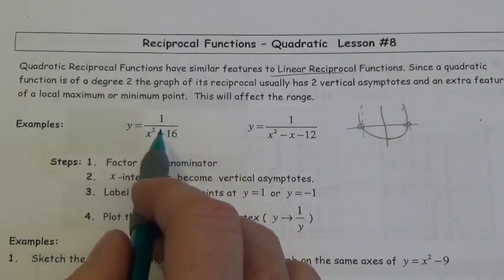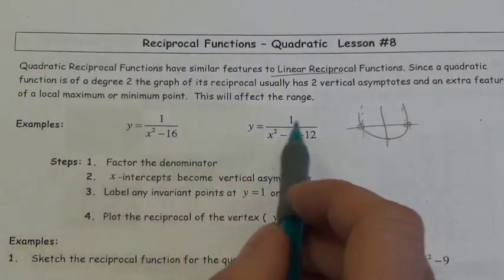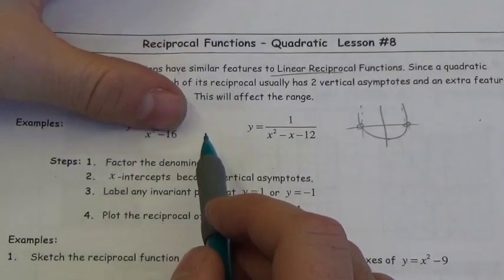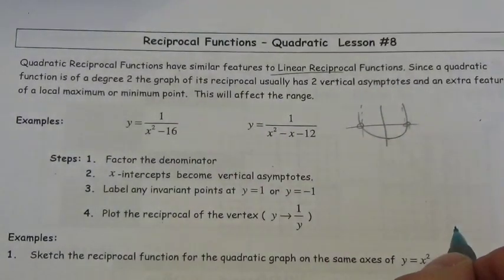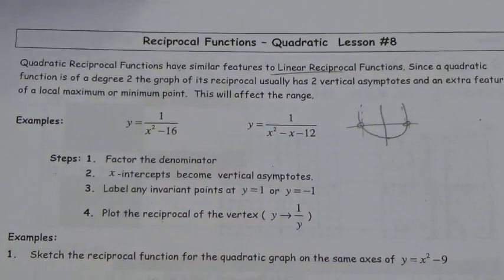So when it comes to reciprocating, this is what happens here. You simply take the entire function and make it 1 over that. So x squared minus 16, there's our quadratic. 1 over x squared minus 16 is our reciprocal. Same thing with x squared minus x minus 12. Now, how are we going to graph these things?